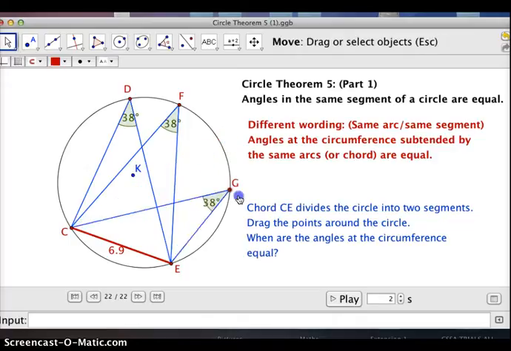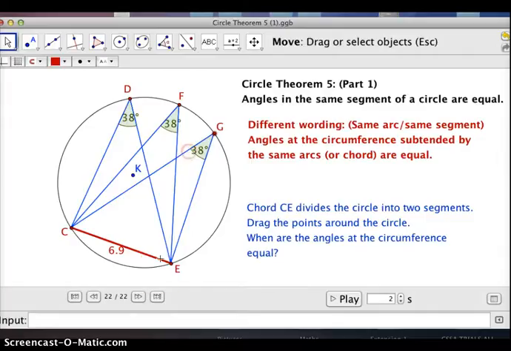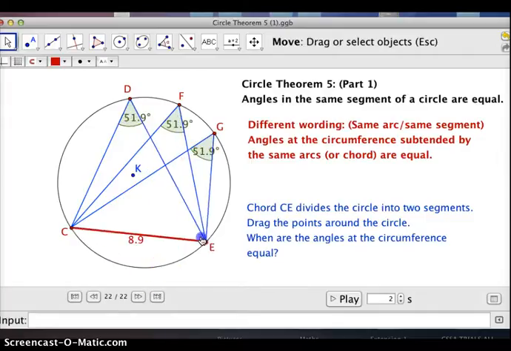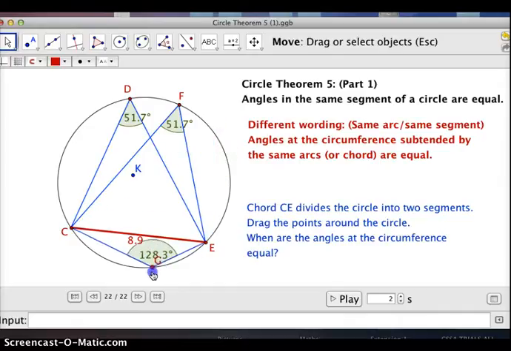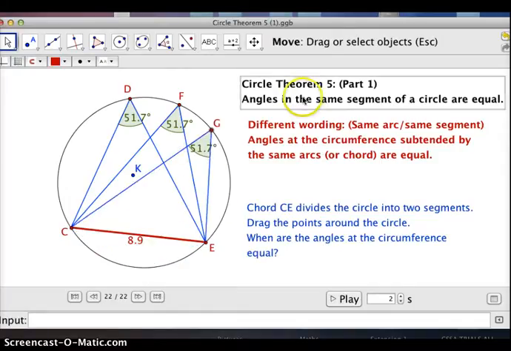Now, if I drag this point G down to the minor segment, notice it's not 38 anymore, it's 142. So that angle in the minor segment is not the same size as the angle in the major segment. Now, if I move point E a bit, you might see that a bit better. I'm trying to get a whole number. It's just not going to happen. So all those angles in the major segment are 51.7. If I bring one of the angles to the minor segment, notice it's 128.3. I think they're supplementary, aren't they? Yeah. Okay, so that's why it's called angles in the same segment of a circle are equal.